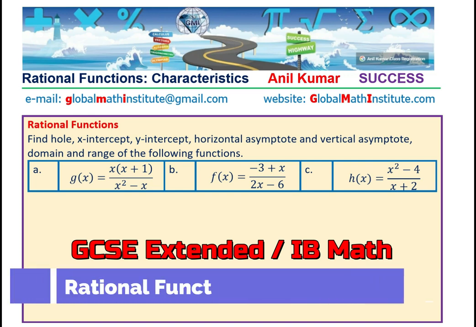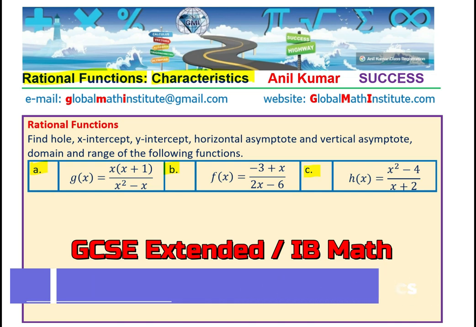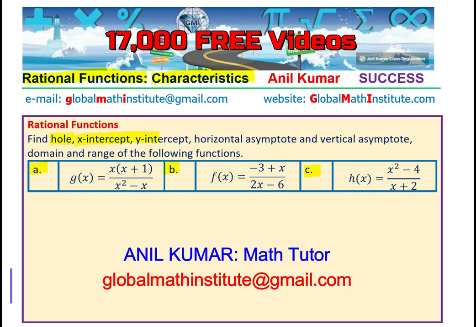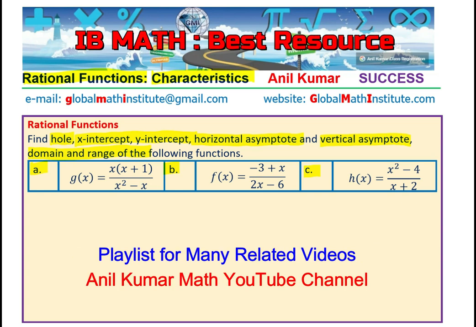Characteristics of rational functions. Let us try to understand the characteristics of some rational functions with three different examples. We'll find if there are any holes, x-intercepts, y-intercepts, horizontal asymptotes, vertical asymptotes, domain and range of the functions. You can always look into the playlist with hundreds of similar videos where we'll also discuss oblique asymptotes and many other cases.